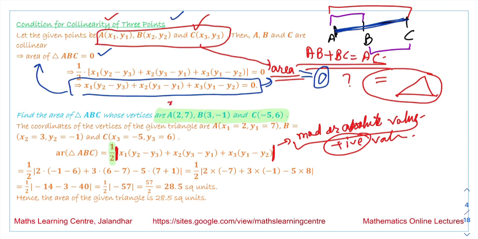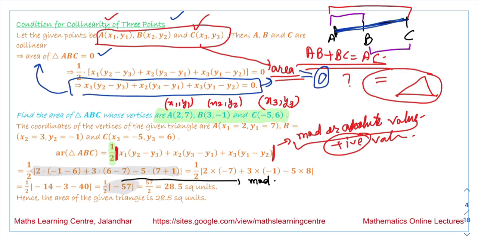Now the values we have are x1, y1, x2, y2, and x3, y3. Substituting all these values in this formula, the answer we have obtained is minus 57. Because of the mod function, the negative sign is removed, and the final answer is 57 by 2. Considering the positive value, the answer is 28.5.